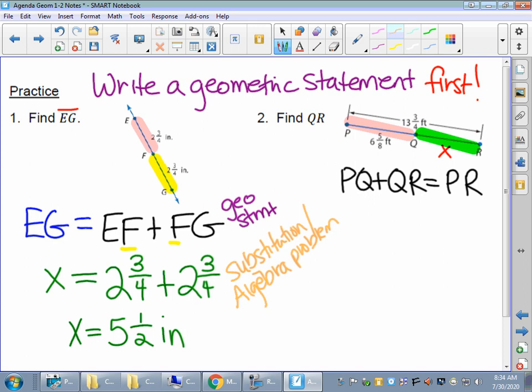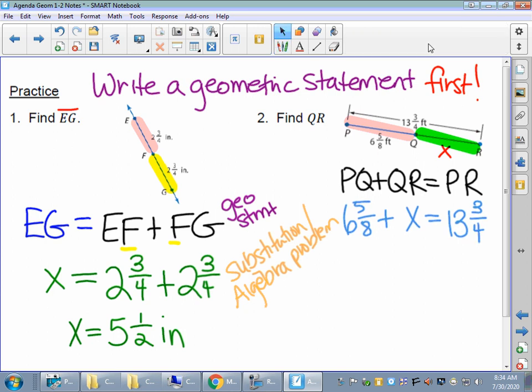I know that your first instinct is probably to just go ahead and subtract. However, I want to see your geometric statement, and then I want to see your substitution in your algebra problem. So PQ is 6 5/8 plus QR, which is what we do not know, equals segment PR, which is 13 3/4. From here, do what you got to do.